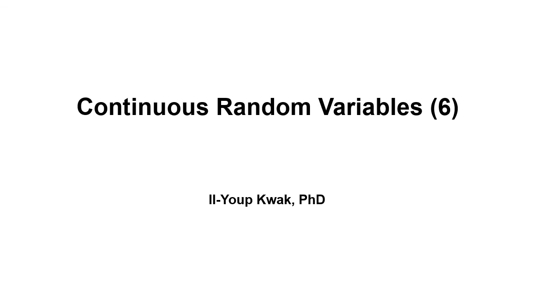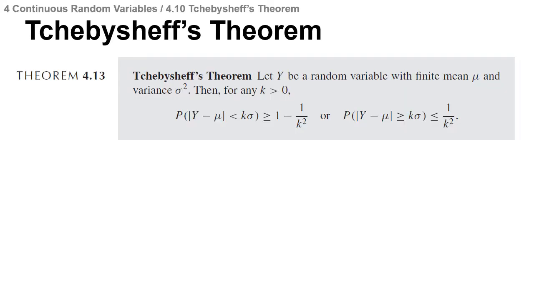Okay, hello everyone. Today we will learn the continuous random variable number 6, and this will be the last lecture for the continuous random variables. Chapter 4.10 is about Chebyshev's theorem, and theorem 4.11, the Chebyshev theorem, is like this.